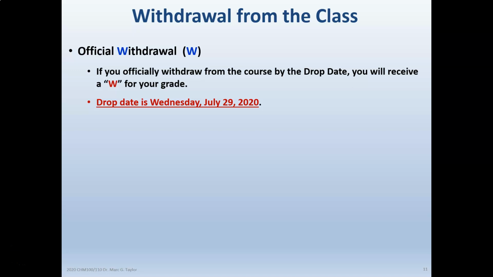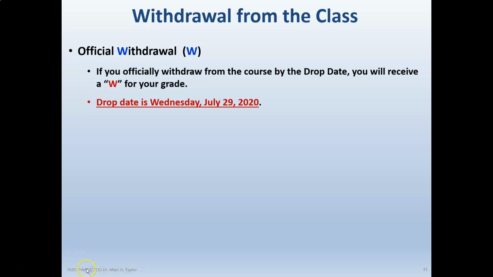So let's discuss withdrawal from the class. If you need to withdraw, there are two options. One is the correct option and one is the one you want to avoid. The correct option is the official withdrawal, and this would be marked in records with a W. So if you were to drop before the drop date for this course, which is Wednesday, July 29th, no harm, no foul. A grade won't appear. You won't get a failing grade. It just won't appear, and it won't affect your GPA, and there will be no problem.